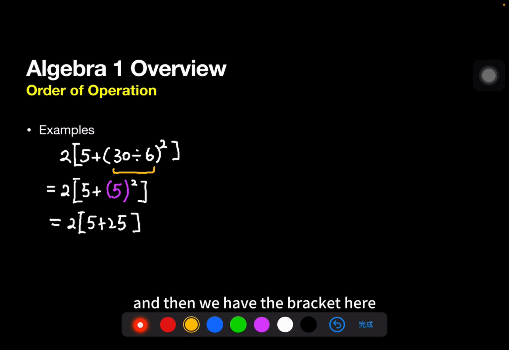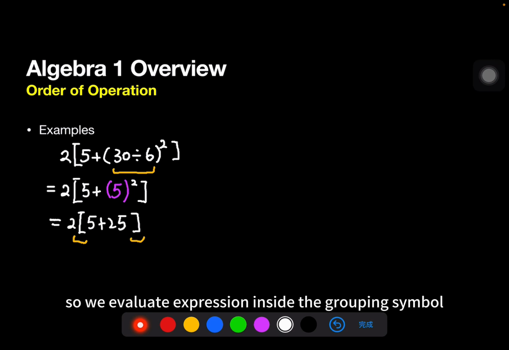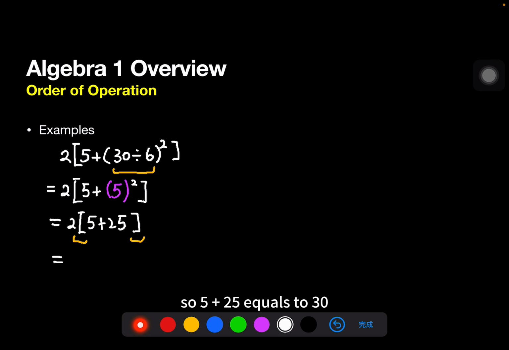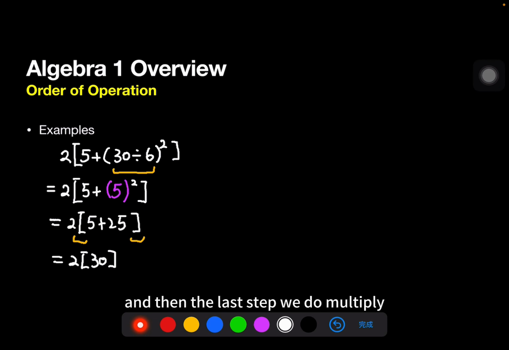And then we have the bracket here. So it's still a grouping symbol. So we evaluate the expression inside the grouping symbol. So 5 plus 25 equals 30. And then the last step, we multiply. So it is equal to 60. Okay?